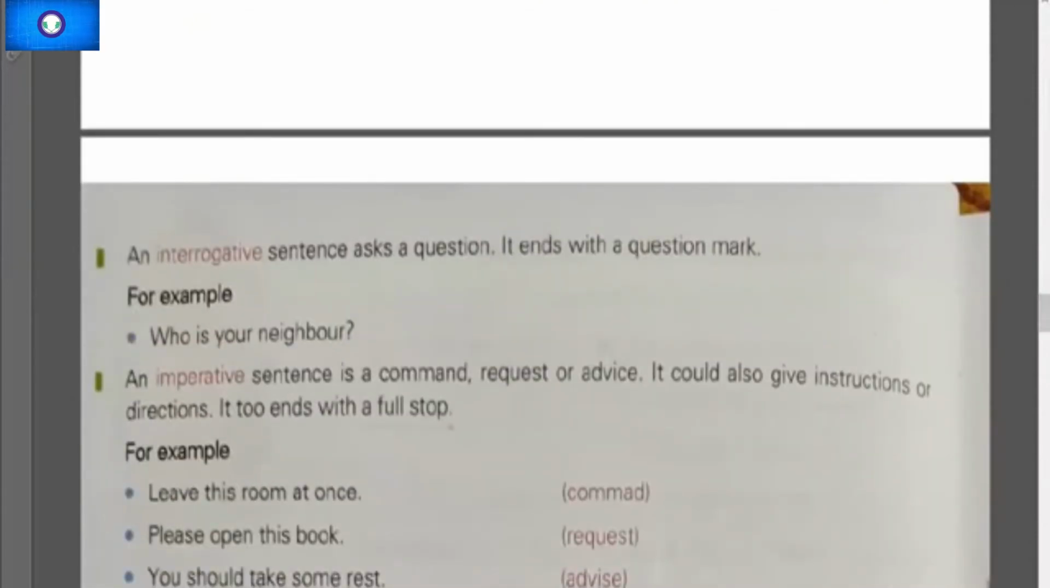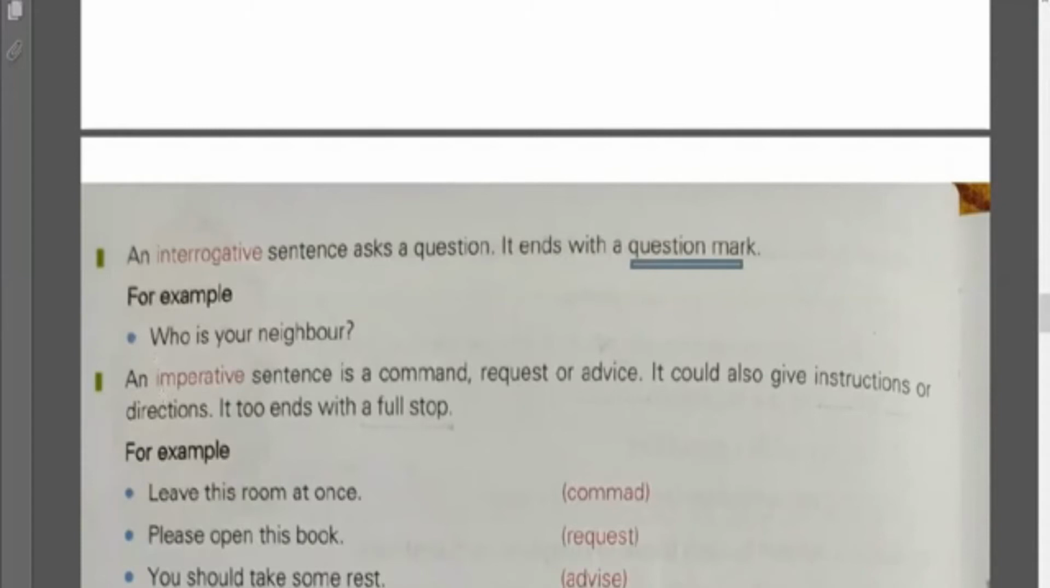Now we are talking about an interrogative sentence. An interrogative sentence asks a question. And when we are asking a question, it ends with a question mark. For example, who is your neighbor?